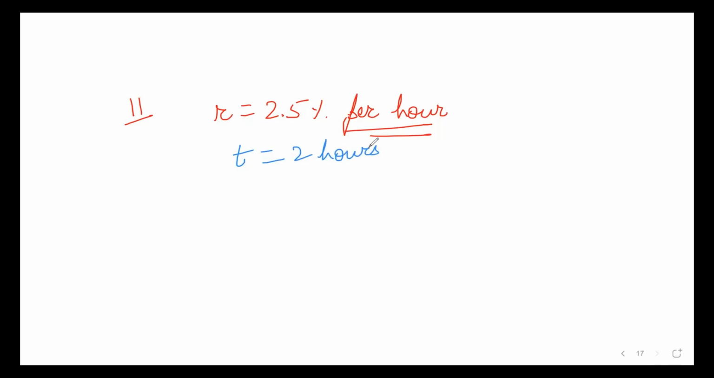If the count was initially 5,06,000. So focus on the word initially. Initially means they are talking about the previous value and that would be the principal in this case. So principal is 5,06,000. We have the principal, we have the rate, that is 2.5%, we have the time, 2 hours. So you just have to find the amount in this case: apply the formula and calculate it.